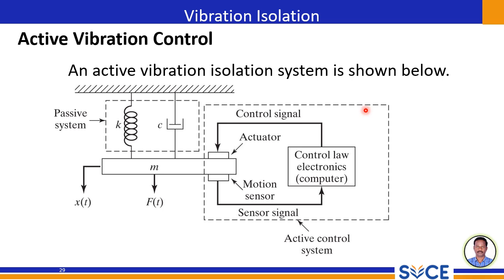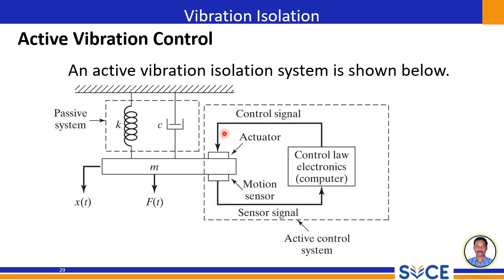Inside the active control system, we have a motion sensor, a signal processor which processes the signal and calculates the necessary control action, and an actuator that applies a control force based on the control signal. The key to active control is the feedback loop. The sensor measures the vibration, the computer calculates the control action, and the actuator applies the force to counteract the vibration. This loop operates continuously to minimize the vibration.